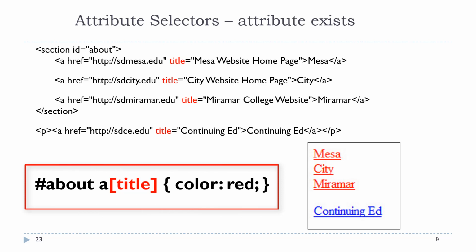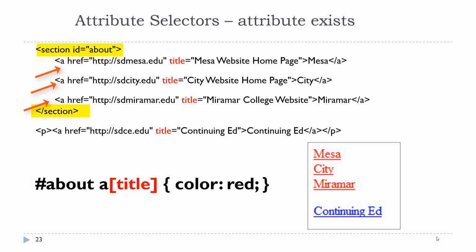Here is another example where we're using an attribute selector in a descendant context. We have a title as a descendant of #about. If you look at the HTML code, in our section, we have the ID equals about. We also have a paragraph that has an A element. However, because we are specifying where that A exists by virtue of a descendant selector, the rule will only apply to the A elements that have a title attribute inside the element with an ID of about. The A element in the paragraph will not be affected.